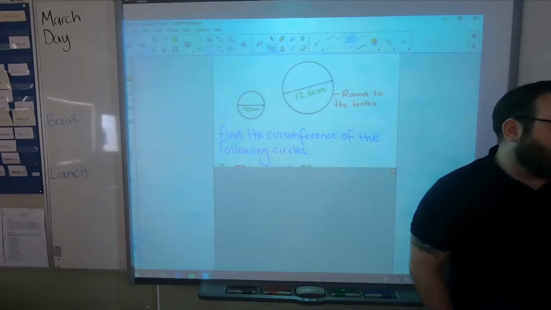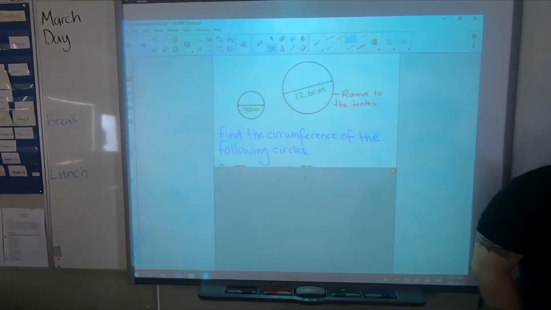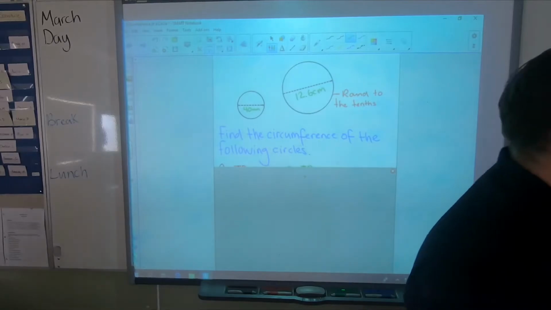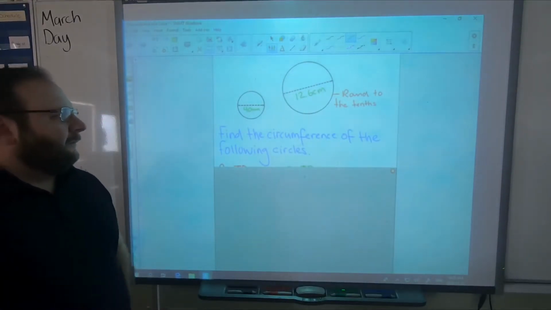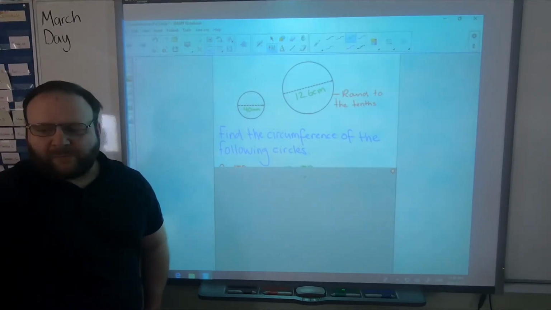So we have our 2 sample circles here today. I'd love to get someone to walk me through it once you get yours done. So if you could do the first one at 40 millimeter diameter, and when you're done, we'll go through that one quickly.